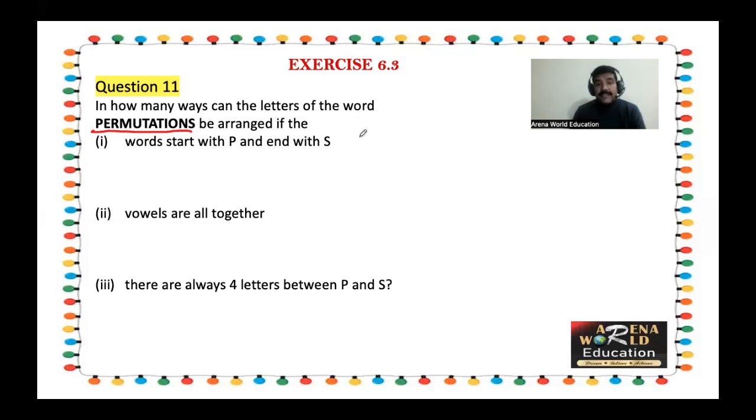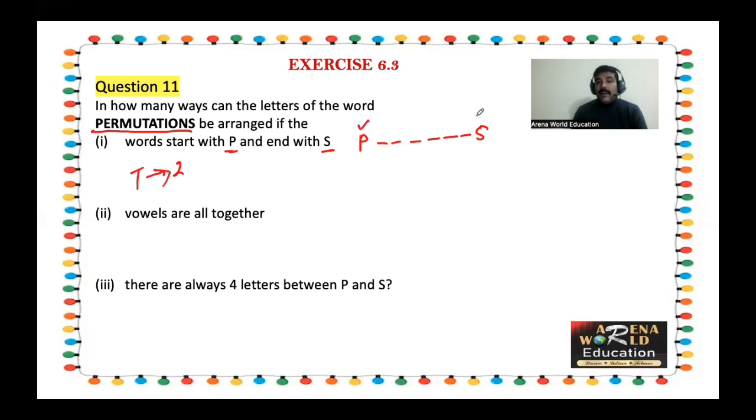So it means they are fixing the position of P and S, and in between there will be different letters, right? So position of P and S are fixed, and it is clearly mentioned it will start with P and end with S. We cannot interchange P and S, right? So check how many letters are there. 1, 2, 3, 4, 5, 6, 7, 8, 9, 10, 11, 12. So total 12 letters are there. And is there any letter which is repeating? Yes. T is repeating 2 times, right?